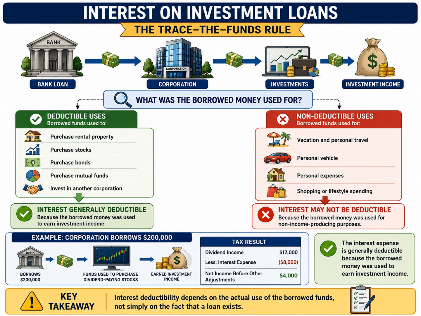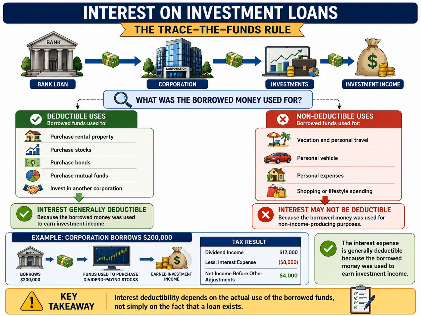If borrowed funds are used for personal vacations, personal vehicles, personal expenses, or lifestyle spending, the connection to earning investment income disappears. As a result, the interest expense may not be deductible. This distinction is extremely important because the Canada Revenue Agency looks closely at the actual use of borrowed funds. Tax preparers must be able to trace where the money went and demonstrate how it was used.